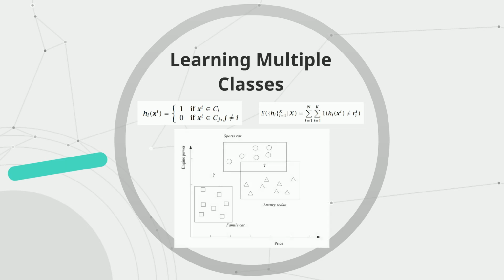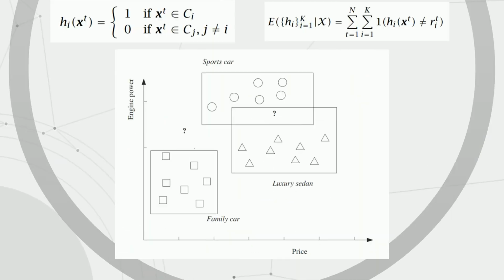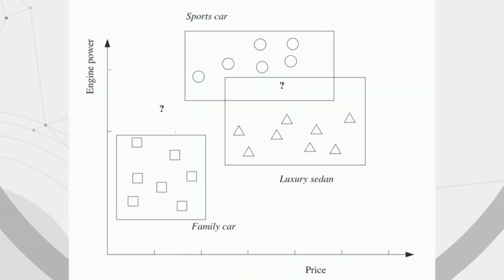So here's an easier to understand graphical representation of what I have just said. And again, this is talking about our problem from before. So we have engine power and price as our two-dimensional input space. And here we actually have three classes. We have sports cars, family cars, and then luxury sedans as well.